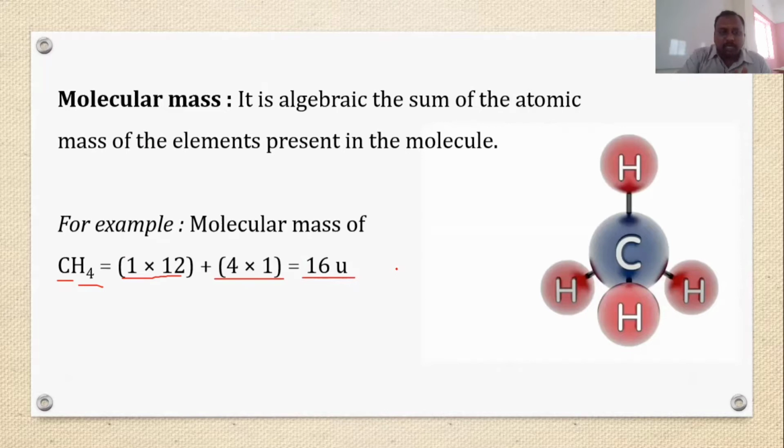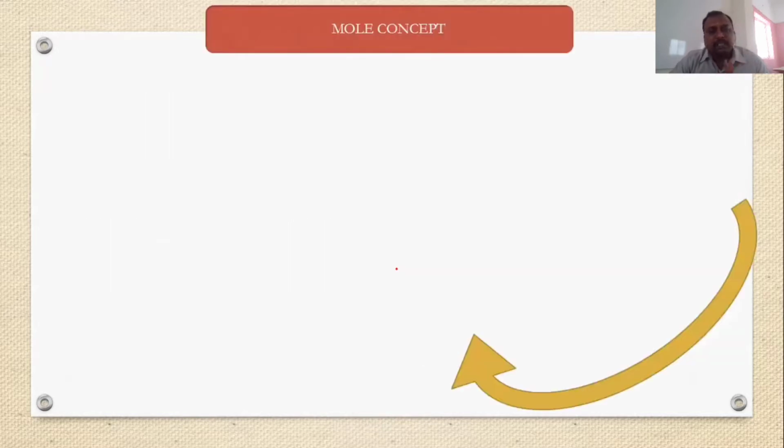So we know what atomic mass is. Atomic mass means the mass of a single atom, and molecular mass means the mass of molecules. It will be equal to the algebraic sum of the atomic masses of all elements present in a molecule. Okay. Next, we are going to discuss the mole concept.